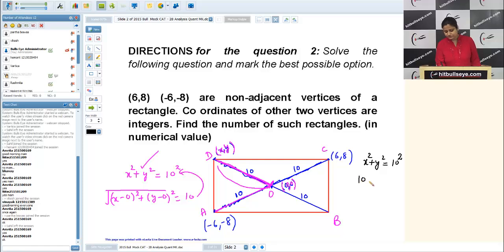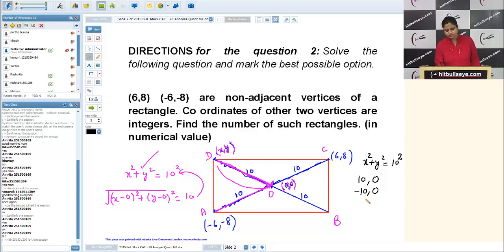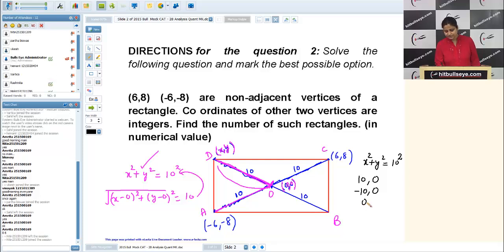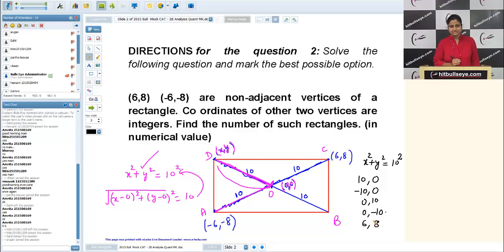So the very first solution possible is 10, 0. Corresponding to this we can write 3 more solutions. They are minus 10, 0, 0, 10, 0, minus 10. These are the 4 possible solutions. Once again, Amrita, we can take 6, 8. If we take 6, 8, we can write minus 6, 8. We can write 6, minus 8. We can write minus 6, minus 8.